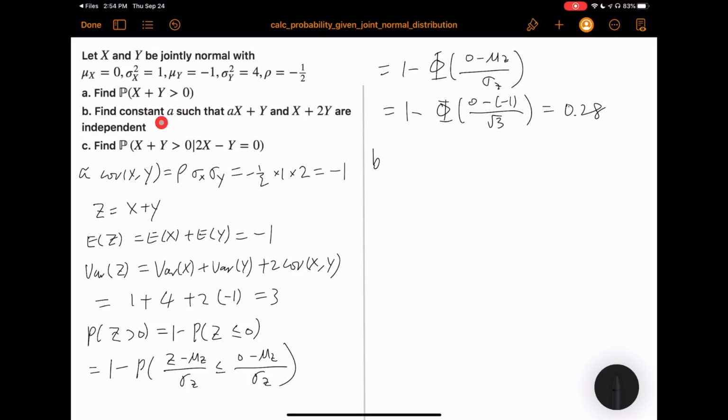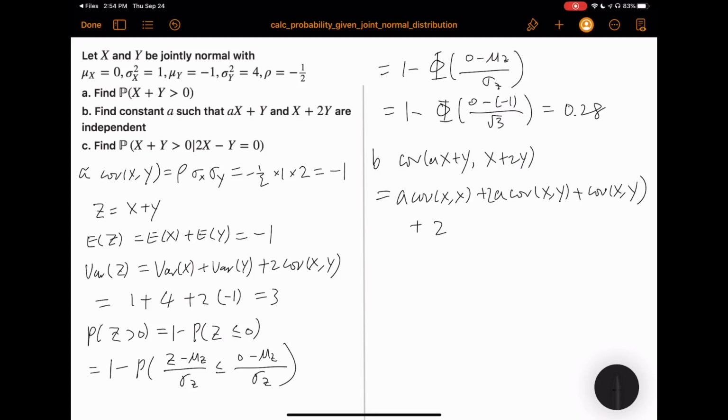So we only need to find a constant A so that the covariance of these two variables is 0. Let's calculate the covariance. The covariance of aX plus Y, X plus 2Y is equal to a covariance xx plus 2a covariance xy plus the covariance xy plus 2 covariance yy. The covariance xx is just sigma x squared, which is 1.